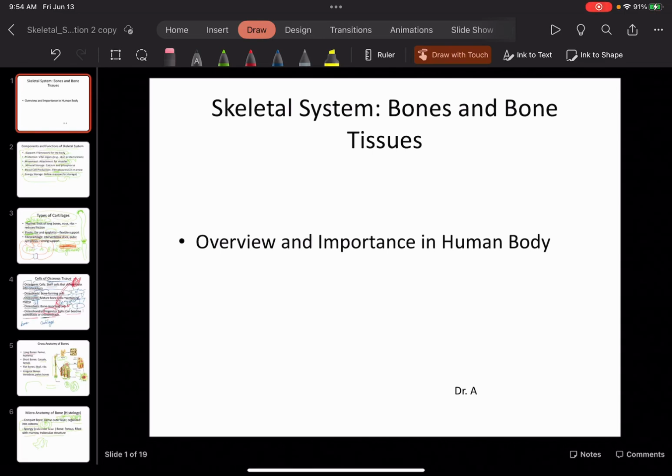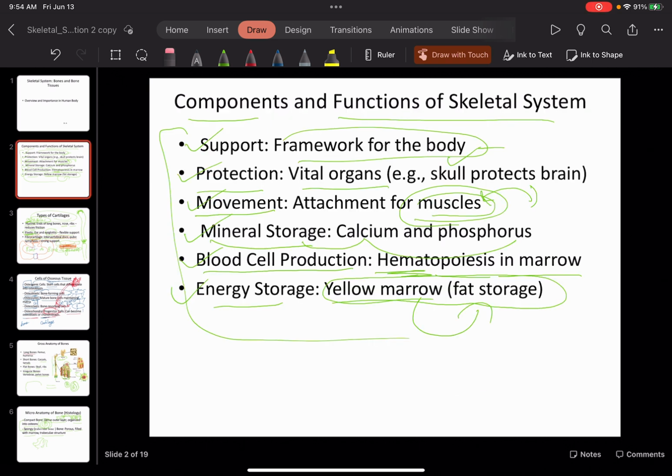Today we're going to go over the skeletal system, bone and bone tissues. The skeletal system forms a framework of the human body. It consists of bone, cartilage, and ligaments. So we're going to see what the functions and cells are, the different things we're studying in this class.